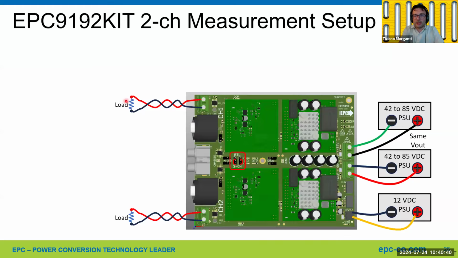Okay, let's have a look now at the audio performance measurements on our kit. This is the setup. We have 2 power supplies set at the same voltage. They can go from 42 to 85 volts DC. Then we have a resistive load, which can be 4 ohm, 8 ohm, or 2 ohm also. We are just limited by the output current, not by the output impedance.